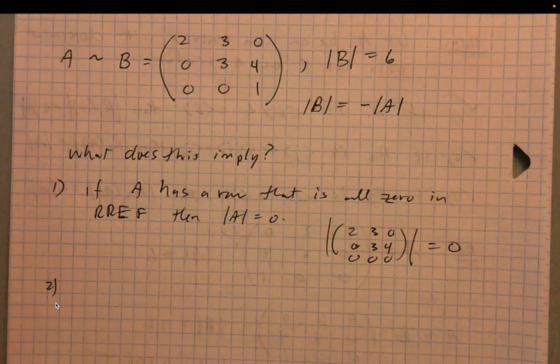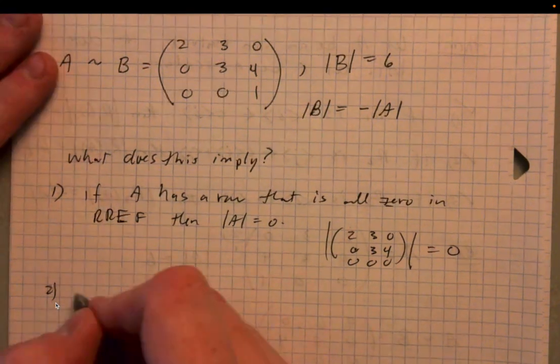Another thing that this implies is that if A has 2 identical rows, then the determinant must be 0 as well.